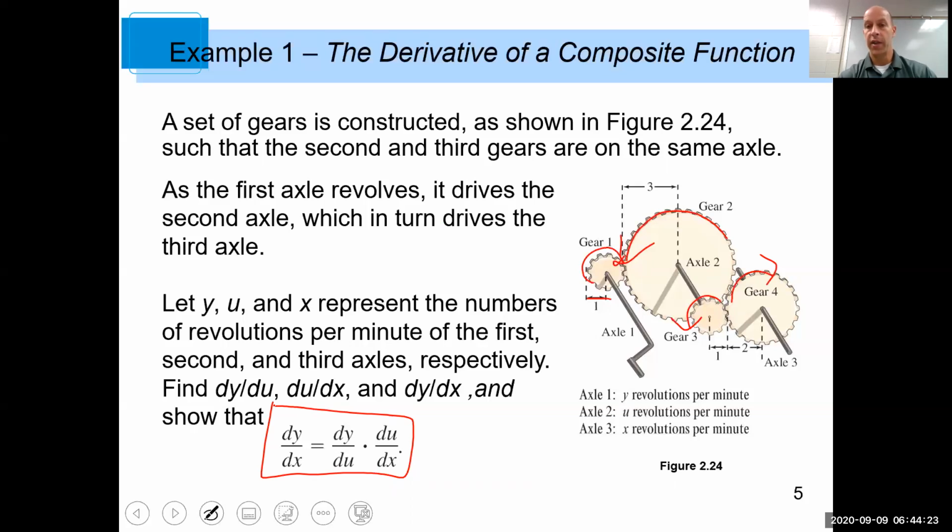So before I move on to the next slide, if we look at gear 1 to gear 2, that ratio is 3. So dy/du would be 3. The ratio of gear 3 to gear 4 is 2. So that would be 2. That's the rate of change of those gears. Therefore, dy/dx would be equal to 6.